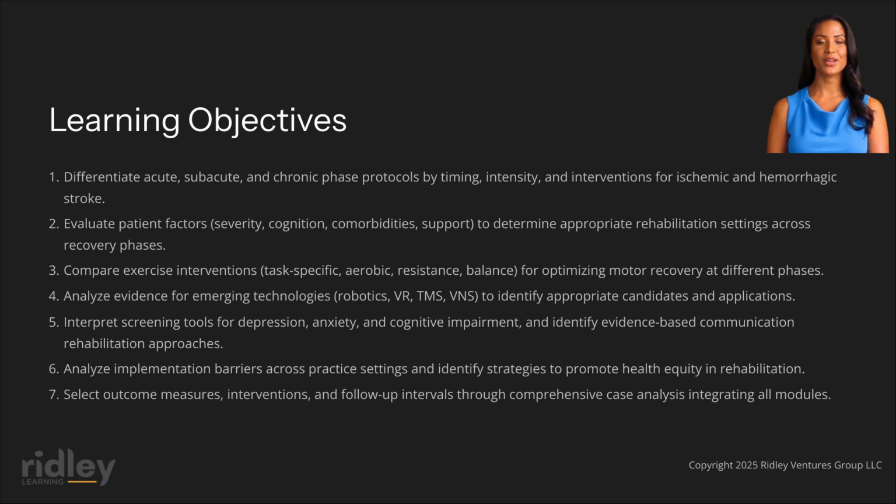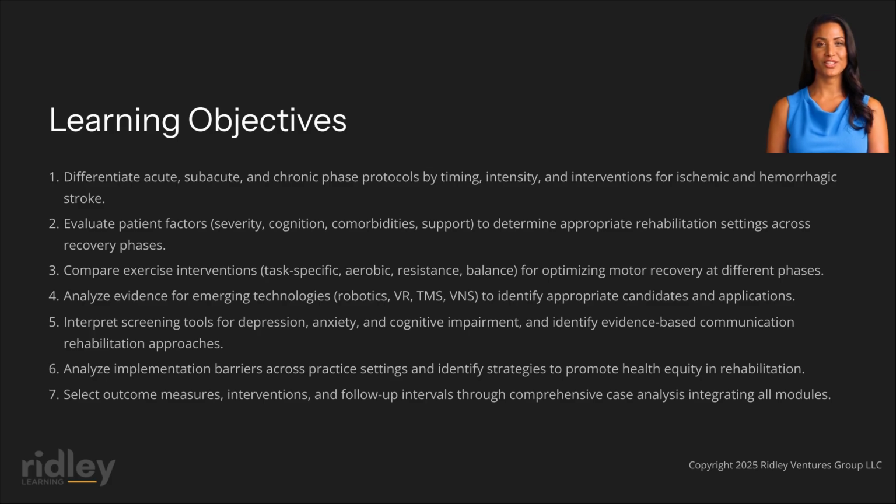Let me share with you the learning objectives for this course. Upon successful completion, you will be able to differentiate between acute, subacute, and chronic phase rehabilitation protocols based on timing, intensity, and intervention selection for ischemic and hemorrhagic stroke presentations. You will be able to evaluate patient-specific factors including stroke severity, cognitive status, medical comorbidities, and caregiver support to determine the most appropriate rehabilitation setting for stroke survivors across the recovery continuum.